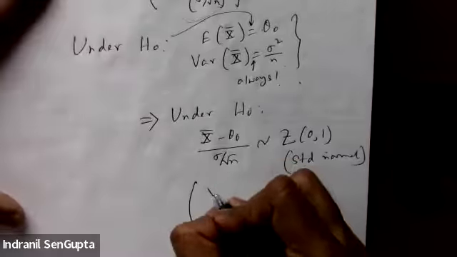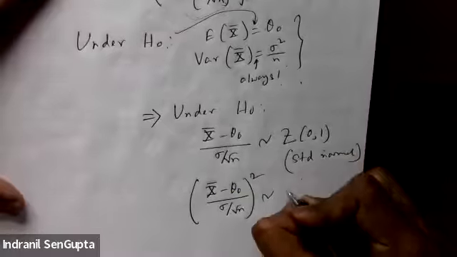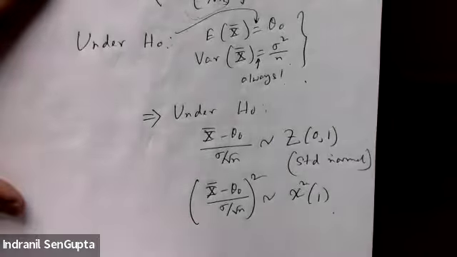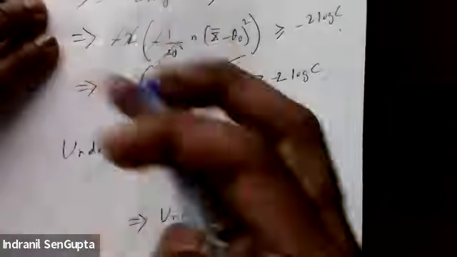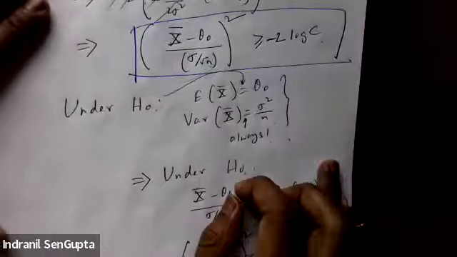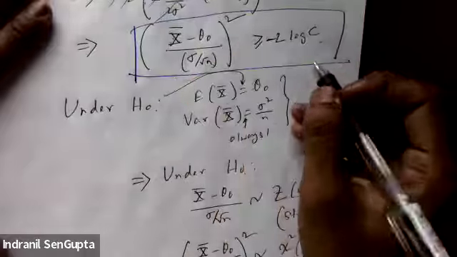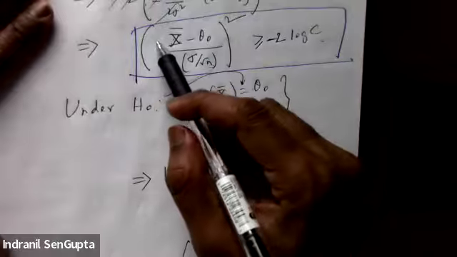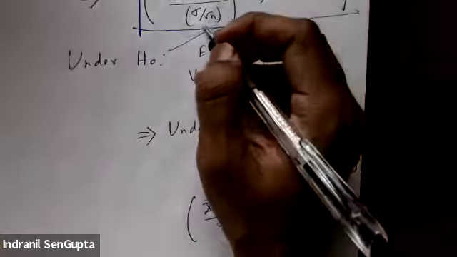So that means its square follows a chi-square distribution. Okay. So the test that we developed here is basically saying that a chi-squared value is bigger than minus 2 log c. If the value of this chi-squared is bigger than a certain threshold, then we reject the null hypothesis. So let's write now the conclusion.